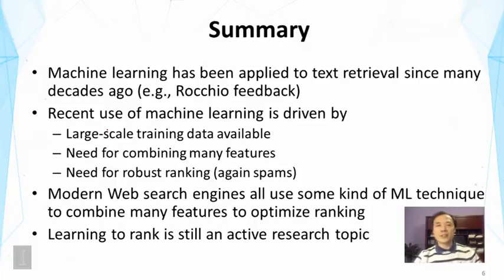To summarize this lecture, we have talked about using machine learning to combine multiple features to improve ranking results. Actually, the use of machine learning in information retrieval has started many decades ago. So, for example, the Rocchio feedback approach that we talked about earlier was a machine learning approach applied to do relevance feedback. But the most recent use of machine learning has been driven by some changes in the environment of applications of retrieval systems.